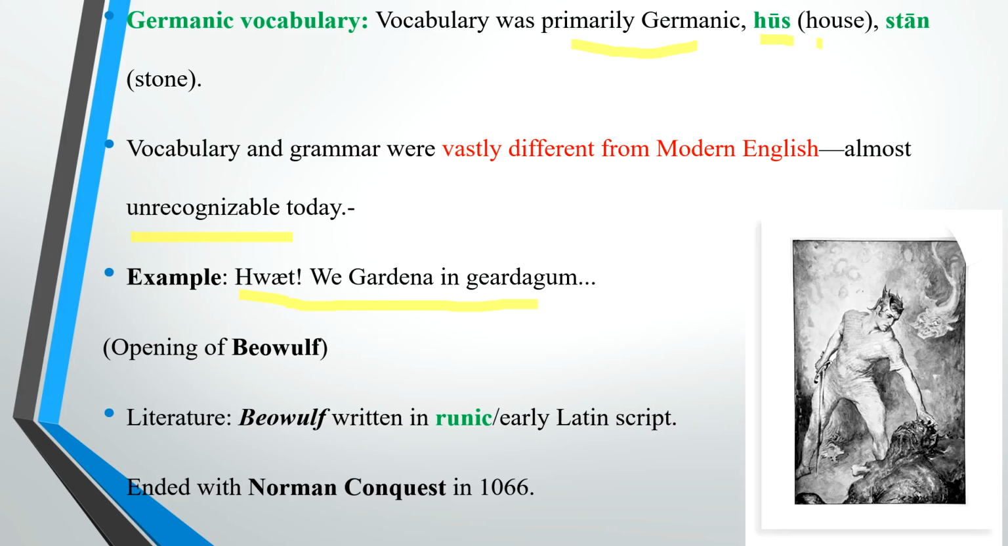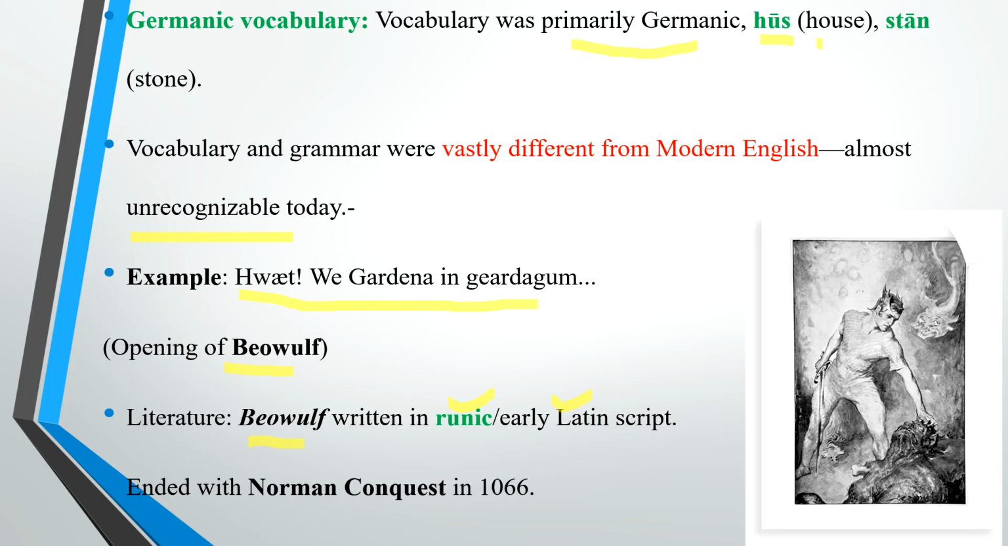So this sentence is from the Old English language. Beowulf is an epic poem considered one of the most important works of Old English literature, or Old English language. It was written in Runic or early Latin script. So Runic is early Latin script, and this is the picture of Beowulf.